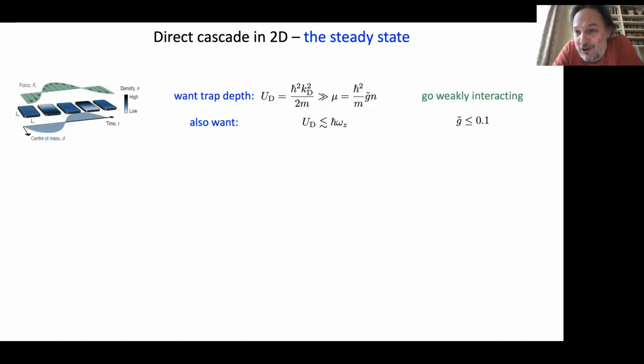All this modulo Jorg's paper from 2 days ago, which I haven't read yet, where he says that this is maybe more forgiving, that maybe we don't have to be so strict. But still, U_D should be comparable at least to ħω_z. And so to satisfy both of these, now we go weakly interacting. For the first experiment, it was good to go strongly interacting. Here we're going to go to g below 0.1 in order to have this range.